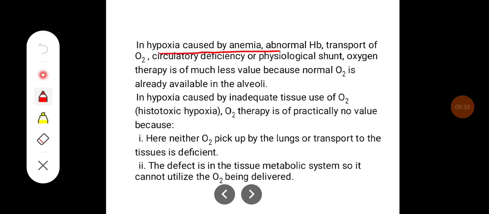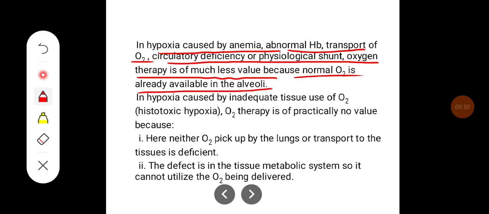In hypoxia caused by anemia, abnormal hemoglobin transport of oxygen, circulatory deficiency, or physiological shunt, oxygen therapy is of much less value because normal oxygen is already available in the alveoli.